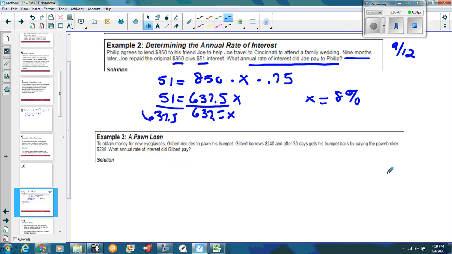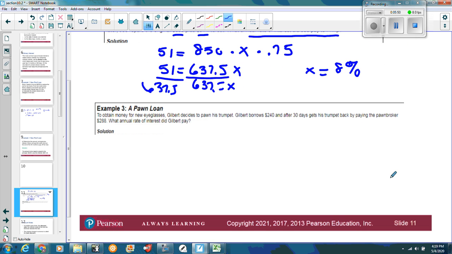Okay, so to obtain money for new eyeglasses, Gilbert decides to pawn his trumpet. Gilbert borrows $240, and after 30 days, he gets his trumpet back by paying $288. What was the annual interest rate? So let's figure out how much interest he paid. He paid $288. It was $240, so he paid $48 in interest by subtracting.